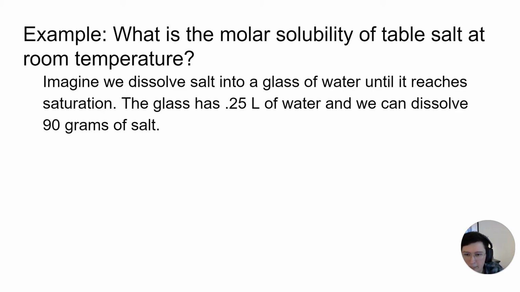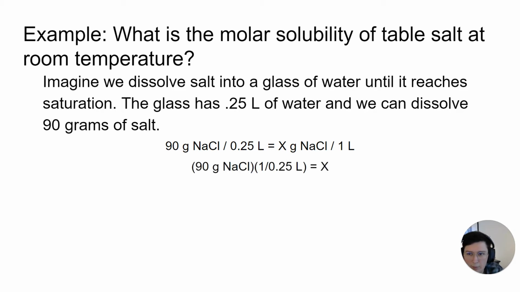So time for some of the easiest math that this course will ever put in front of you. We've got 90 grams and 0.25 liters. How many can go in one liter? Well, that's super easy. We'll just do some cross multiplication. And then we can solve for x, and we get 360 grams of sodium chloride per liter.